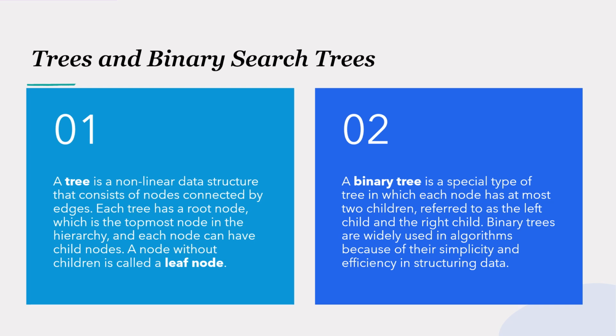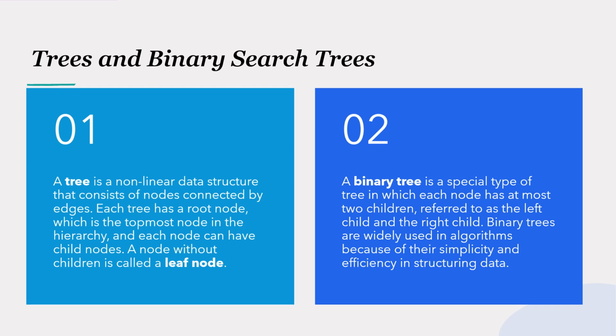Binary search trees, BSTs. A binary search tree is a type of binary tree where each node satisfies the following property. For any node with value x, the left subtree contains nodes with values less than x, and the right subtree contains nodes with values greater than x. This property makes searching in a binary search tree very efficient, as you can halve the search space with each comparison, similar to a binary search on a sorted array.